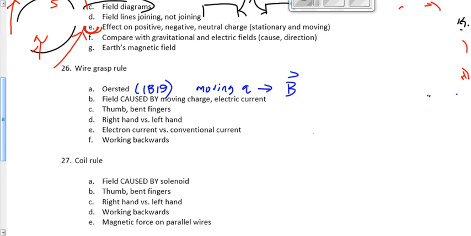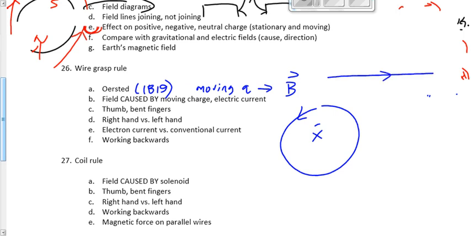Here's a negative charge going into the plane of the page. Thumb, bent fingers, counterclockwise. Here's a negative charge moving to the right. Thumb, bent fingers, magnetic field would be into the page here, out of the page below, up in the front, down in the back. Remember the whole difference between right hand and left hand? Right hand is for positive particles. Left hand is for negative particles.